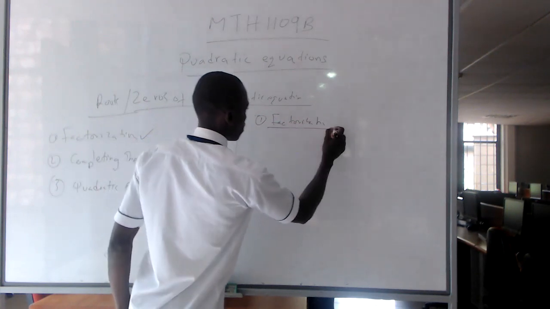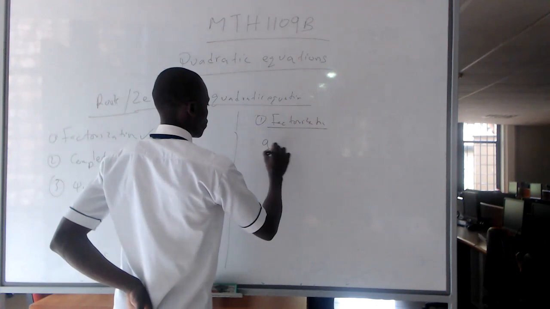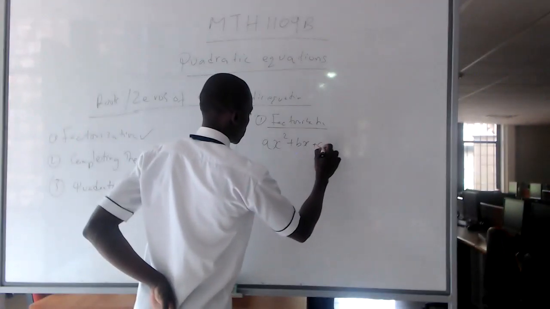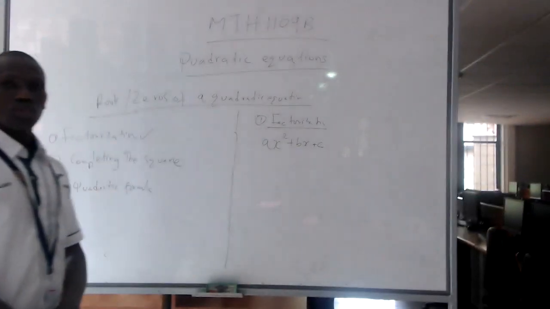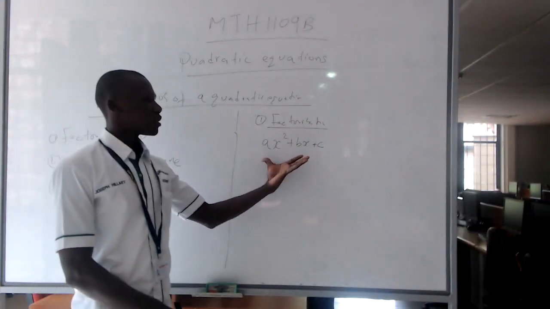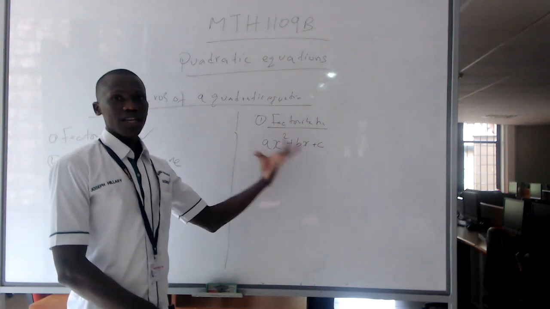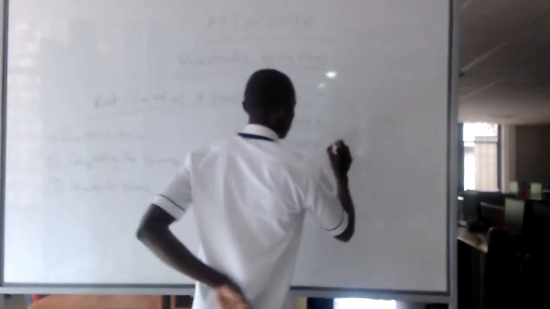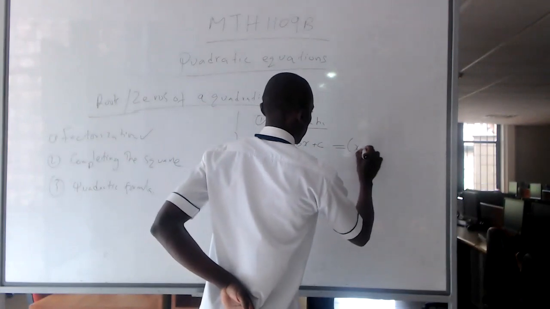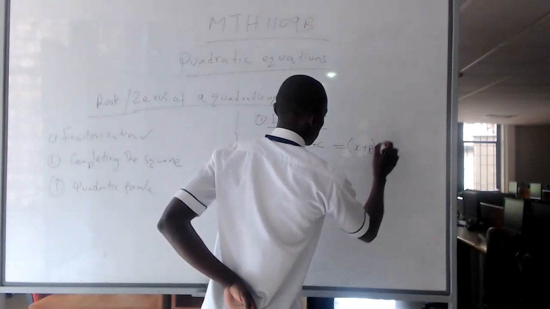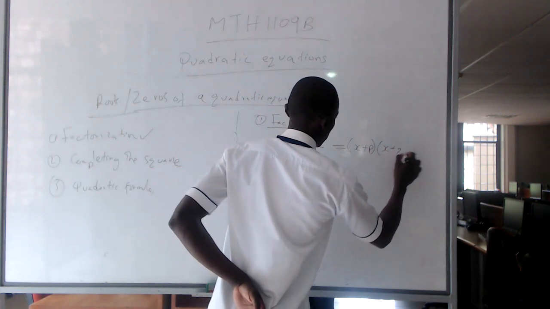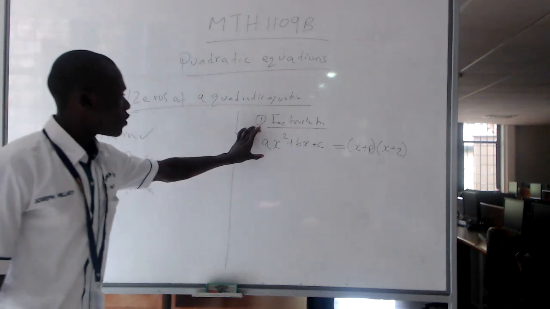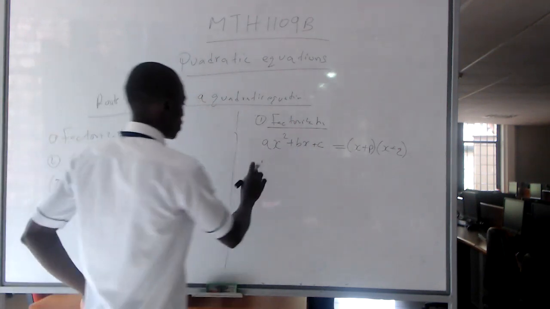Factorization. We learned before that in general, to factorize an expression of the form ax squared plus bx plus c, you simply need to write this as a product of some linear polynomials or first order polynomials. So we're looking for an expression of the form maybe (x plus p) times (x plus q), where p and q are real numbers.